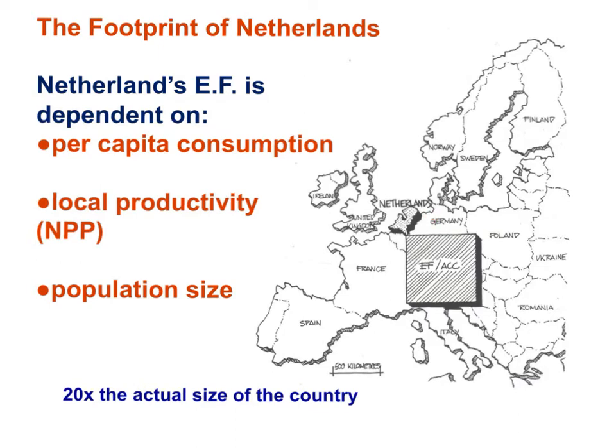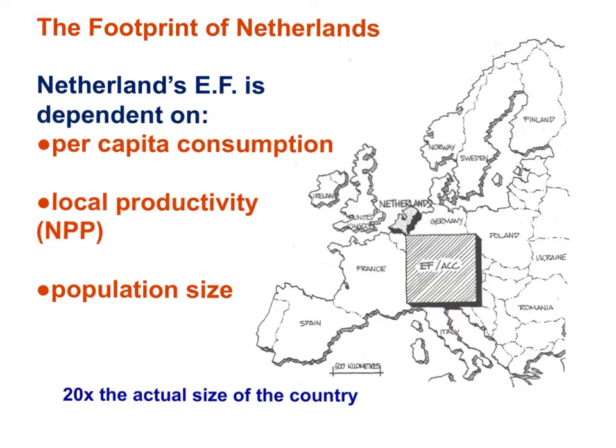The answer is that resources flow from other parts of the world to the Netherlands, which results in an ecological footprint that is larger than the area of the Netherlands itself. In a sense, the people of the Netherlands borrow land area from other locations.